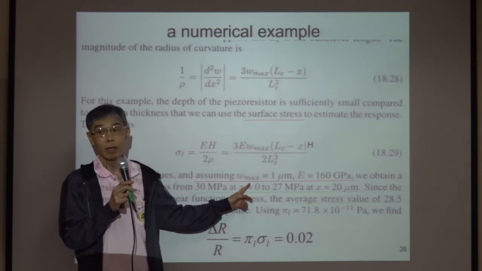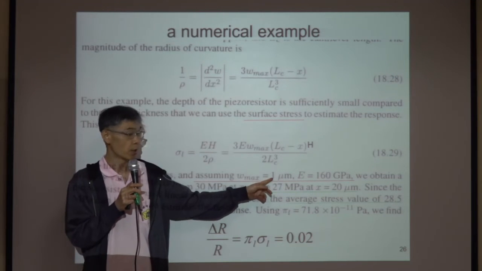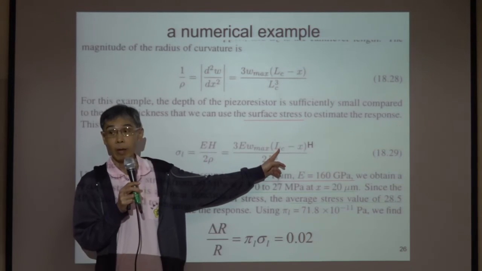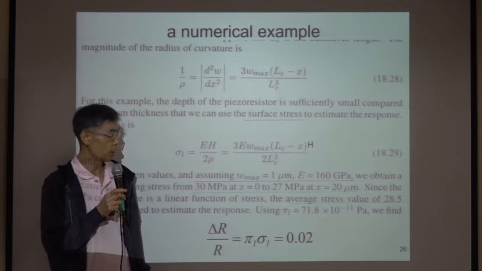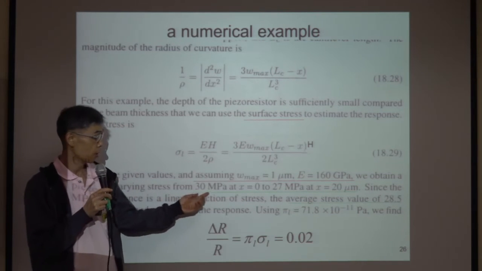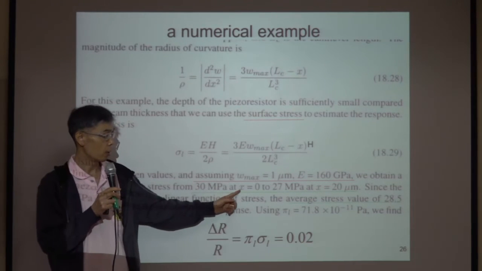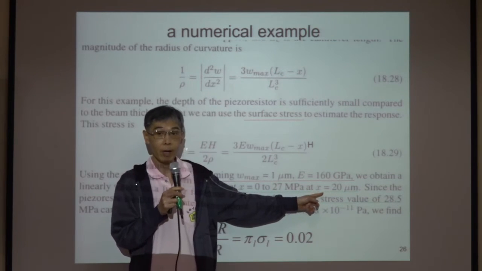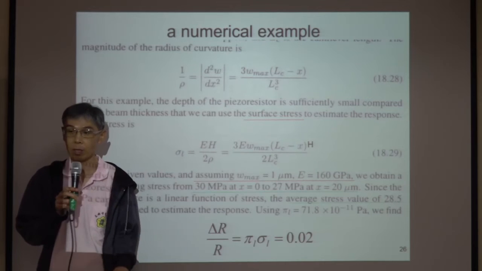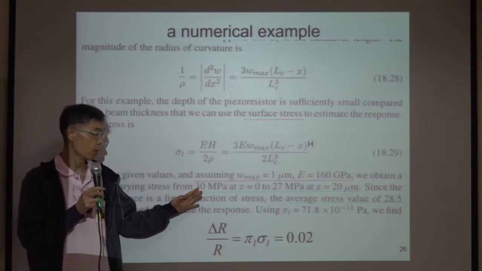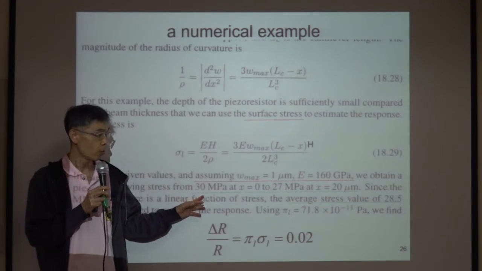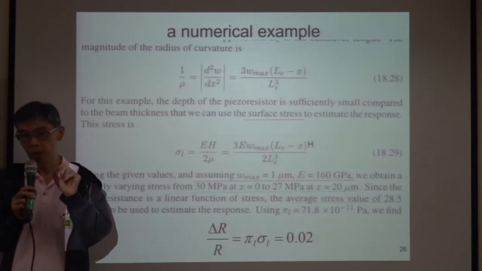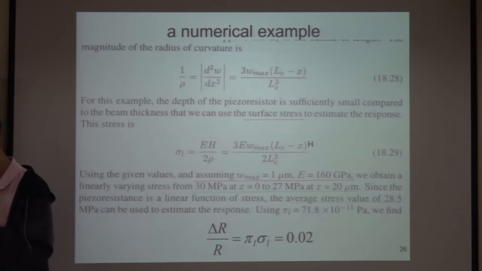And W maximum, we take W maximum as 1 micro. And LC is 20 micro. Okay, now please calculate this value at x equal to 0, and this value at x equal to 20 micro. Do it by yourself to convince yourself the values are 30 megapascal and 27 megapascal. Yeah, do the calculation, please, everyone.